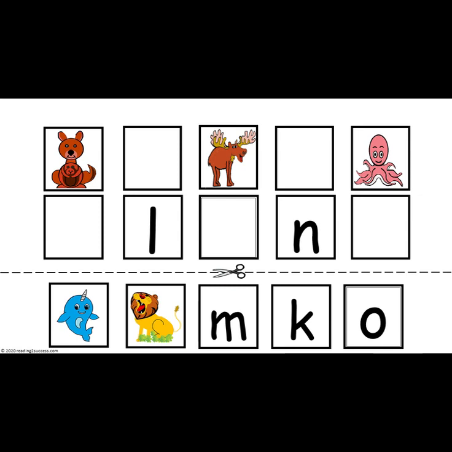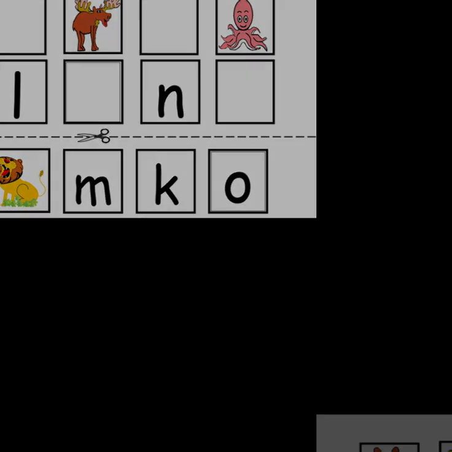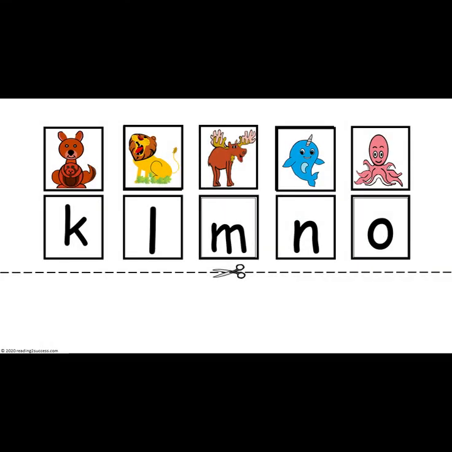This is our review for this week's letters. Cut out the boxes with pictures and letters below the cutting line, and then have kids place them in the correct sequence, going from K to O. And this is the completed example. K for kangaroo, L for lion, M for moose, N for narwhal, and O for octopus.